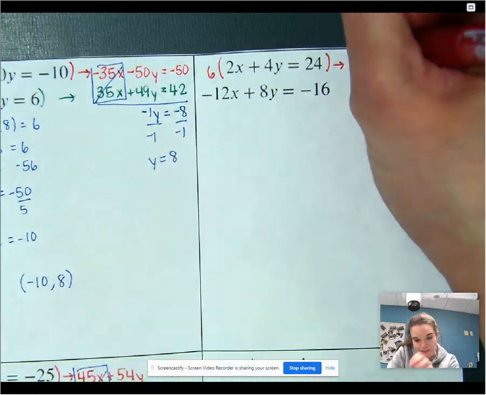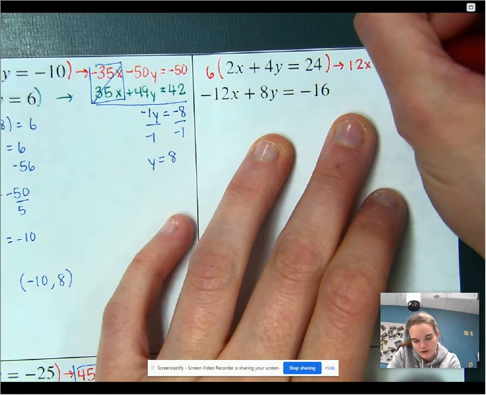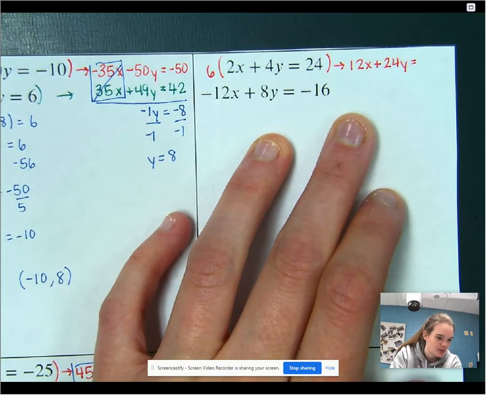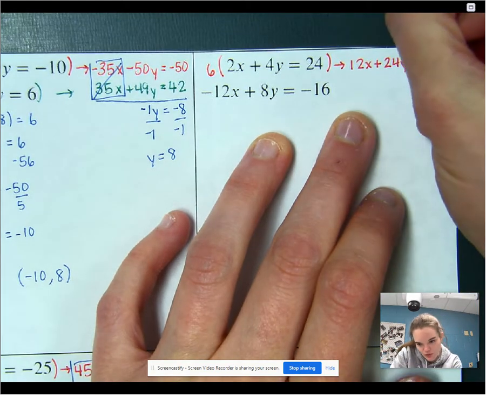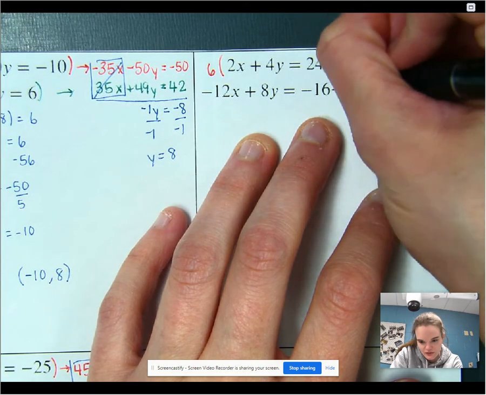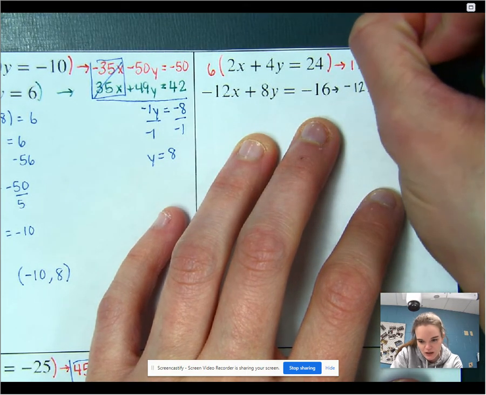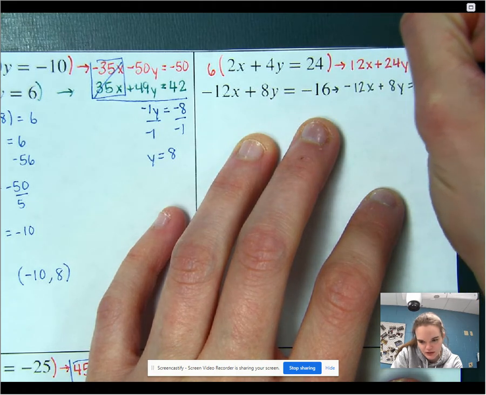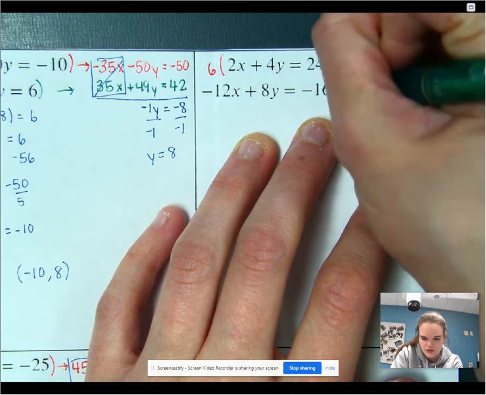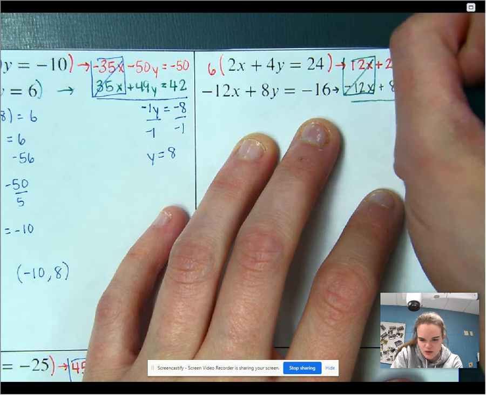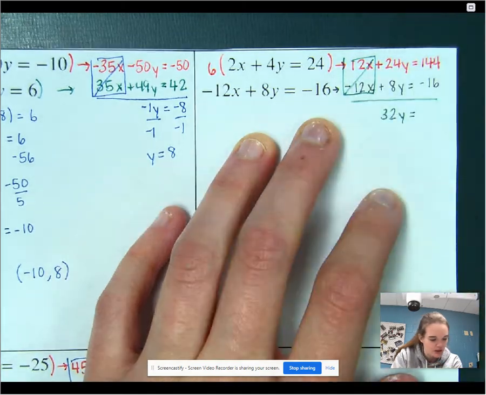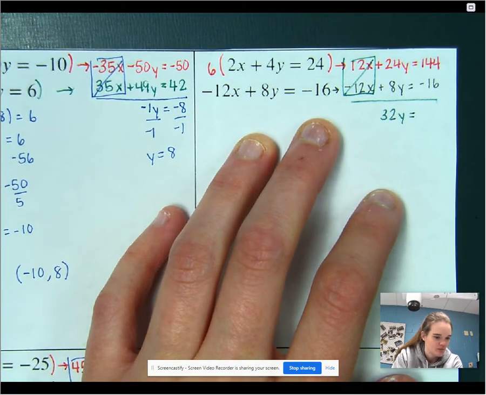12x plus 24y equals, and I better use a calculator because I'm making these simple mistakes today, 144. Negative 12x plus 8y equals negative 16. These cancel. 24y plus 8y is 32y. And that is 144 minus 16 before I mess up. 128.